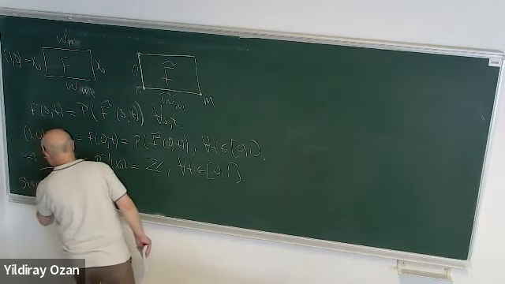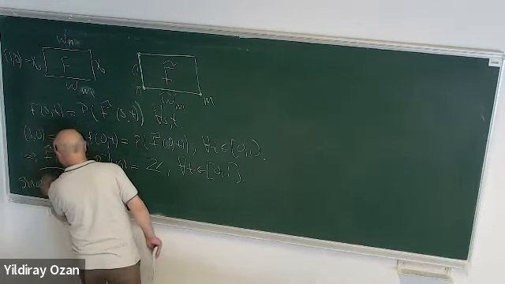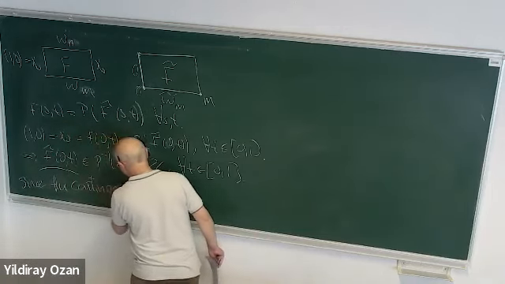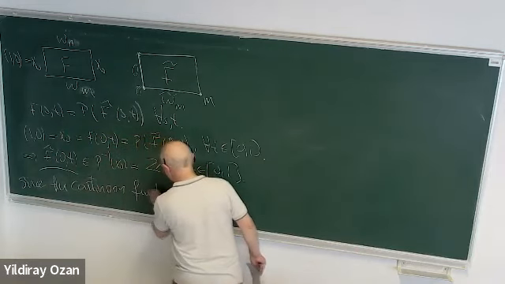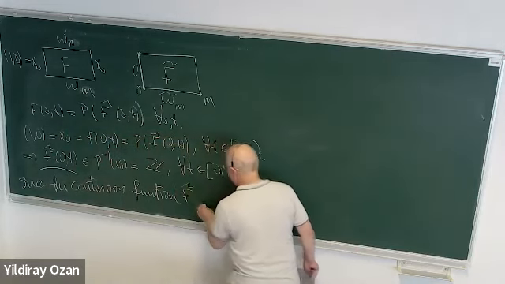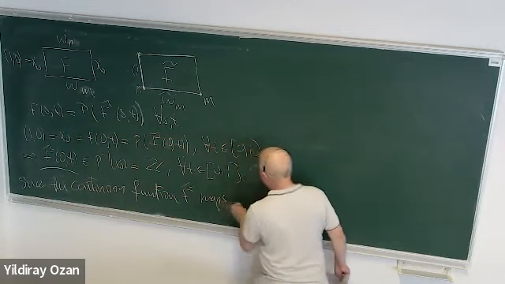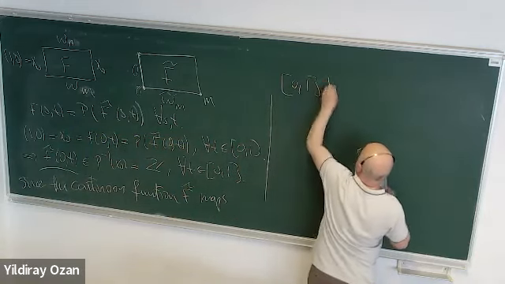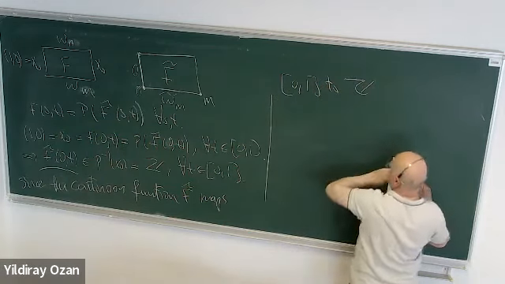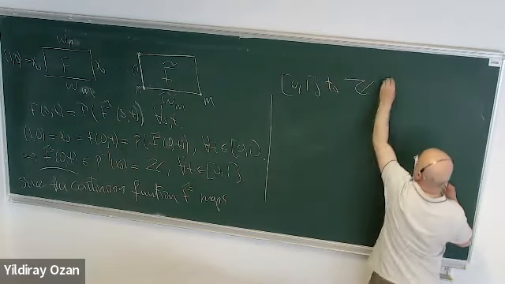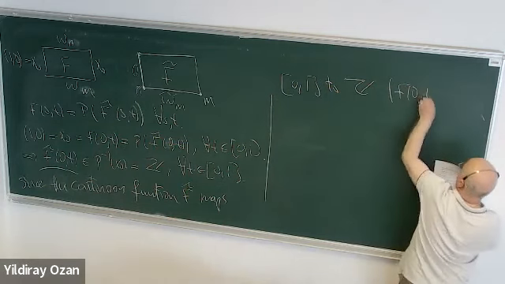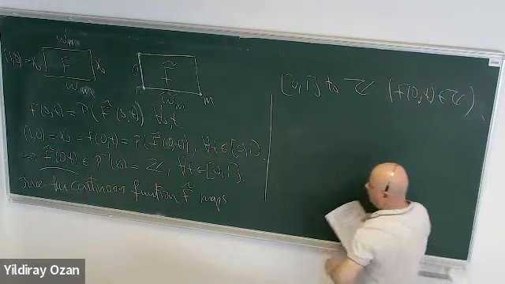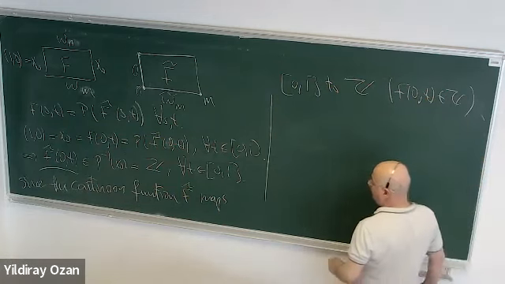Since f tilde, the continuous function, f tilde maps 0, 1 to Z, so what we have here is this. I know this is an integer for all t.